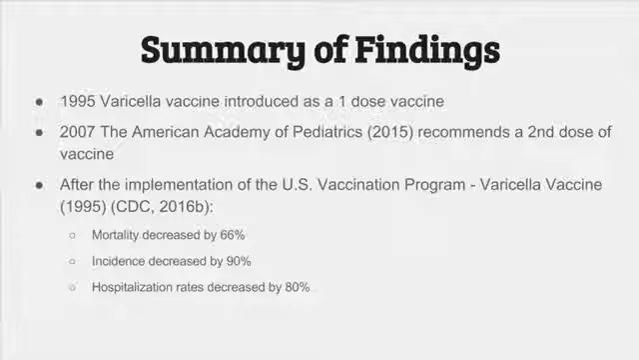To summarize our findings, in 1995, the varicella vaccine was introduced as a one-dose vaccine. Prior to the vaccine, 4 million people were diagnosed with the chickenpox each year, causing 10,000 hospitalizations and 100 deaths each year. In 2007, the American Academy of Pediatrics recommended a second dose be added to the vaccine schedule. Since the implementation of the varicella vaccine program, mortality has decreased by 66%, the incidence has decreased by 90%, and hospitalization rates of varicella have decreased by 80%, proving the vaccine program to be successful.